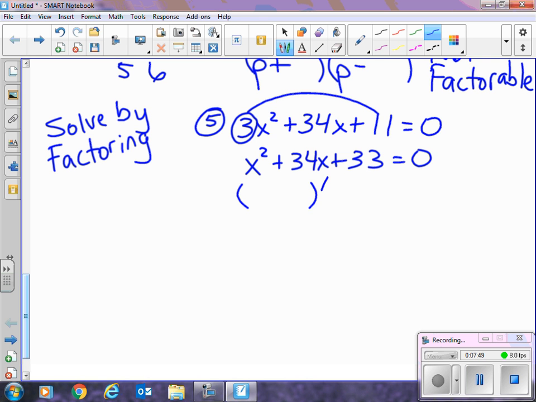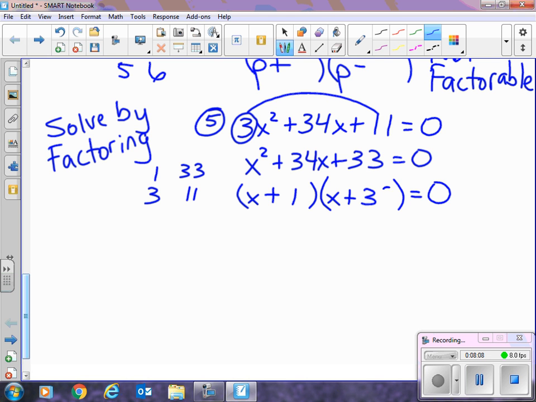You're going to break these up into your 2 binomials, x and x. Plus sign means same sign. They're both pluses. So we want to add to make 33 or multiply to make 33, add to make 34. Well, 33 has 1 and 33 and 3 and 11. There's nothing else. Okay, so the only one that adds to make 34 is the 1 and the 33.